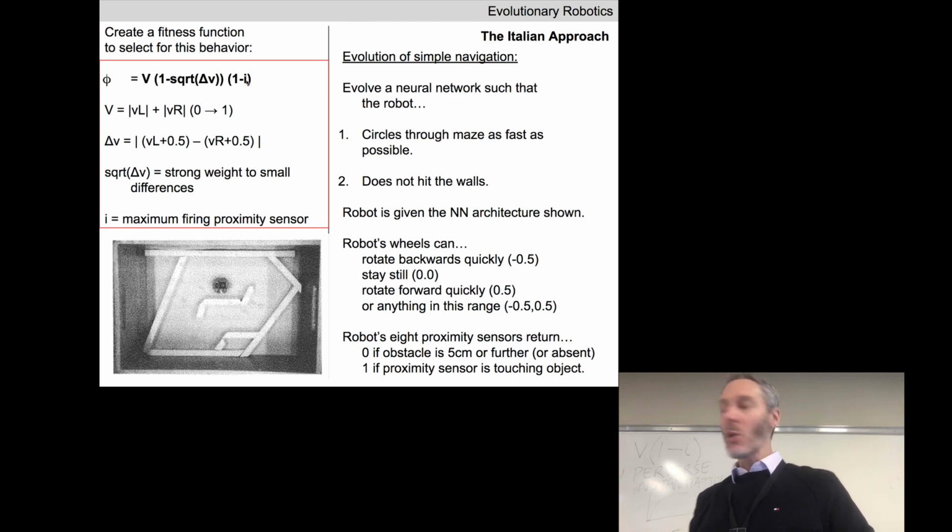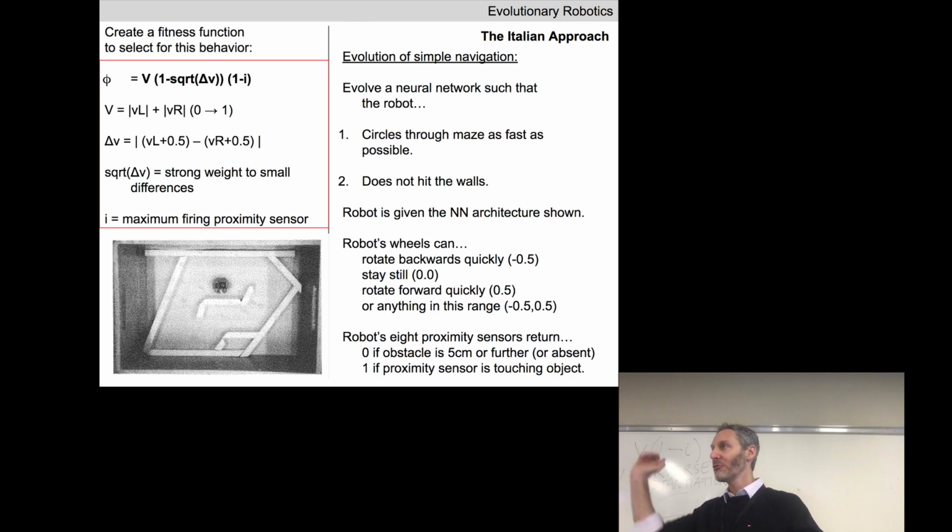So this 1 minus I term is pretty much what we just described, 1 minus the maximum value of the I sensor. So as the robot is doing its thing for 10 seconds on the racetrack, whatever sensor complains the most during that 10-second period, that's included in this penalty term.